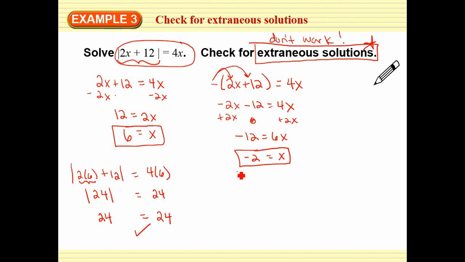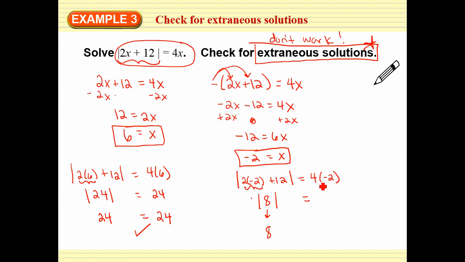Now let's do the same thing with the negative 2. 2 times negative 2 plus 12, absolute value, minus 4 times negative 2. This side first, left side first. 2 times negative 2 is negative 4, plus 12 more would be 8. This side gives the absolute value of 8. The absolute value of 8 is 8.